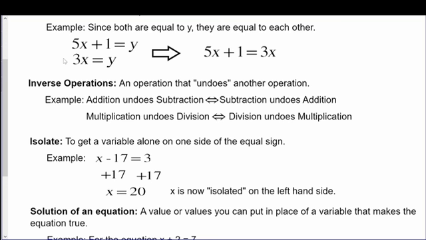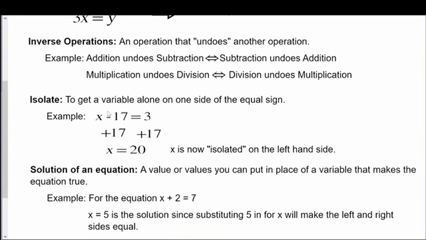Next term is isolate, and that is to get a variable alone on one side of the equal sign. So when we're solving equations, our goal really is to isolate the variable so that we can find its value. So the example that I have here, x minus 17 equals 3. We can add 17 to both sides of this equation, and you'll notice that the 17 is eliminated on the left-hand side, and we get x equals 20, and we say x is now isolated on the left-hand side.